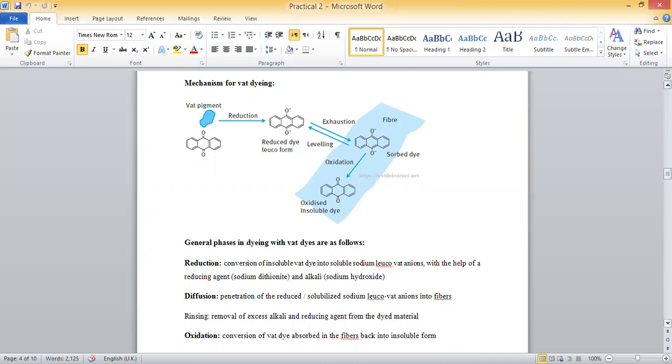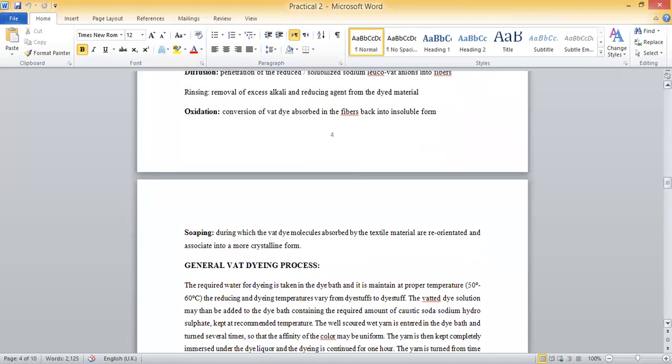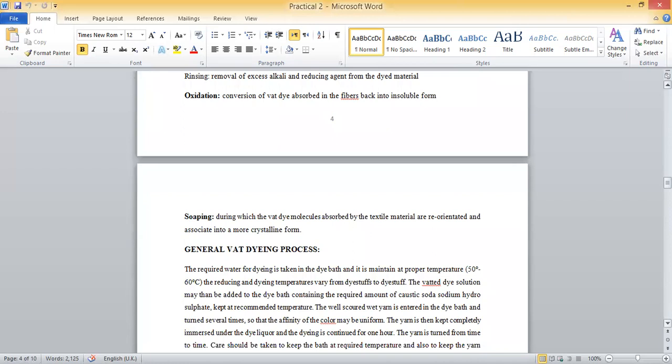So it must be converted to a soluble leuco form, and this is done by a reducing agent, which will be an alkali and sodium dithionite. Then after reduction, the soluble leuco form of the vat dye is applied onto the fabric. After its application, it is again converted to the vat insoluble form. This oxidation is done through either air or a chemical process. And the last step, the most common, is the wash off or soaping process.